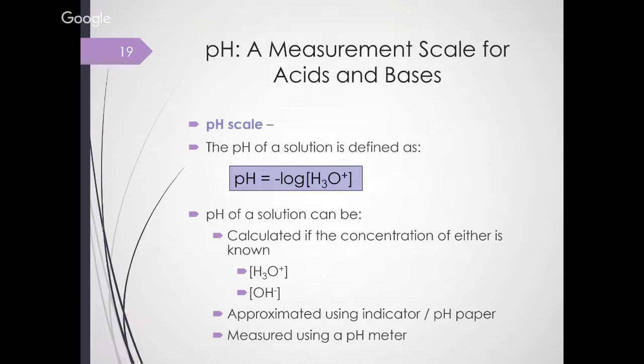So the pH of a solution can be calculated if we know the concentration of either hydronium or hydroxide. We can approximate it using a pH indicator or pH paper, and it can be directly measured by using a pH meter.